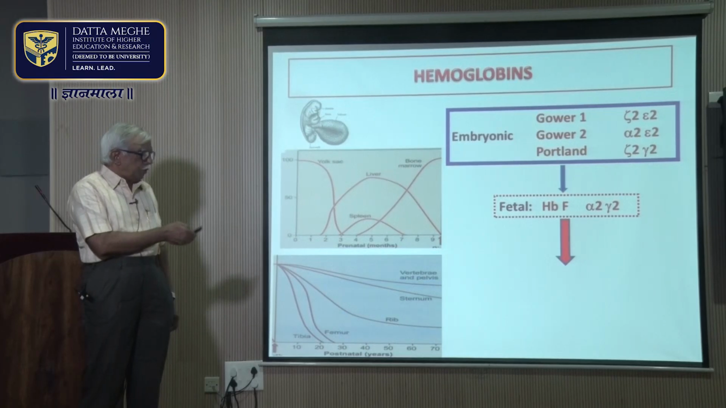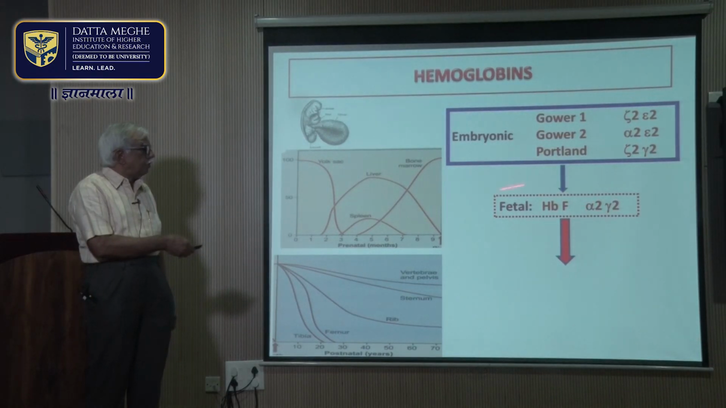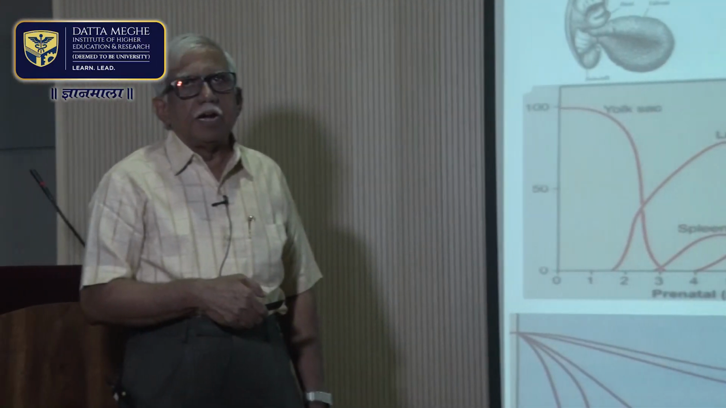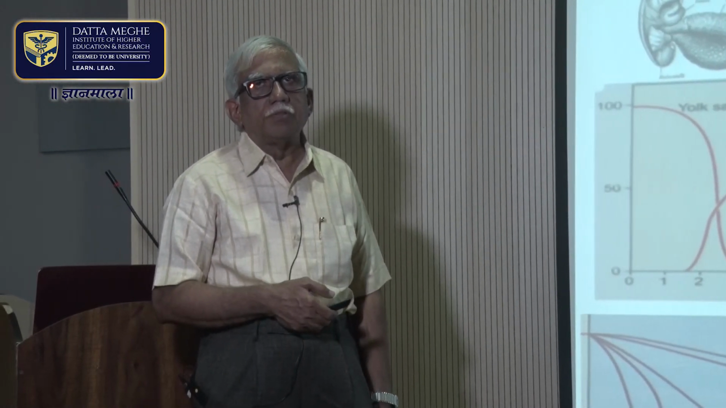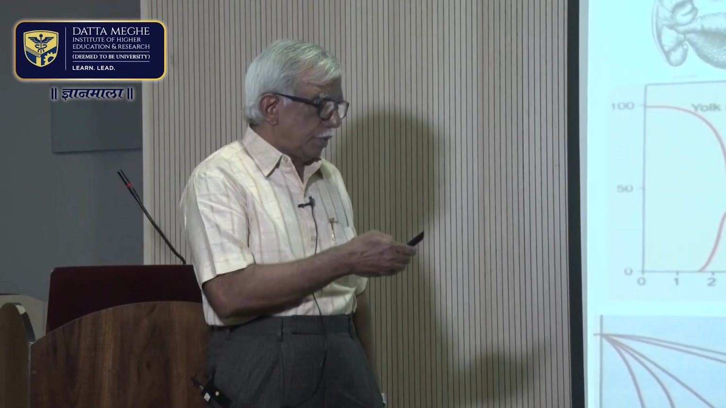Here the fetal hemoglobin, comprising alpha 2 gamma 2 polypeptide chains, takes over the function. It has a higher oxygen affinity, so that it can absorb a greater amount of oxygen from the maternal circulation and deliver it to the fetus.